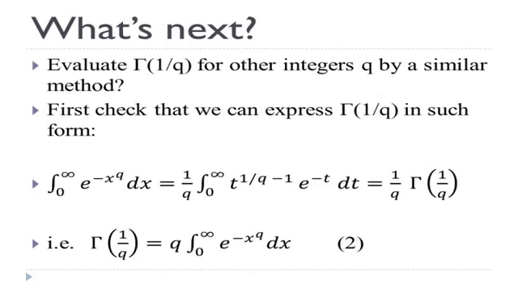It's very natural that after evaluating the case when q equals 2, we would like to further investigate whether it's possible to evaluate gamma 1 over q for other integers q by a similar method. So to achieve this, of course, we first check that we can express gamma 1 over q in such a form, and indeed we can. And so we have gamma 1 over q equals q times the integral of e to the power negative x to the power q from 0 to infinity, and we denote this expression as 2.